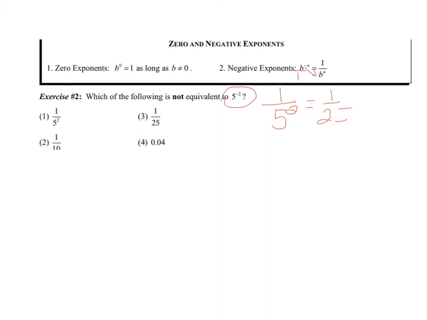So let's see what numbers are equivalent to that. 1 is equivalent to that. 3 is equivalent to that because it's 1 over 25. And 4 is equivalent to that as a decimal. 1/10 is the only answer that is not equivalent, so 2 is the correct answer.